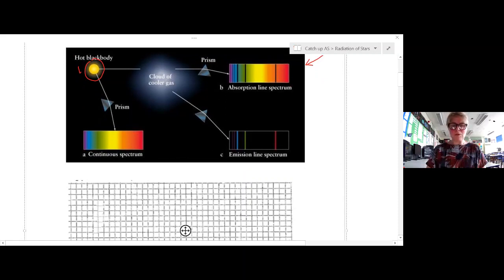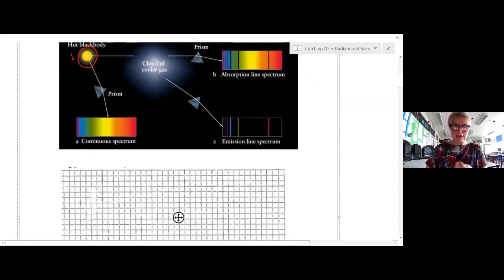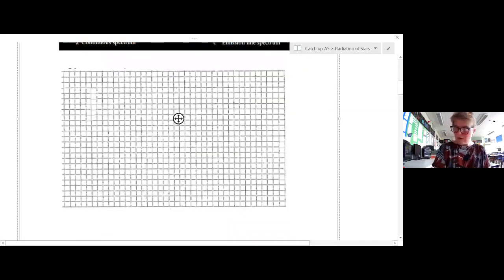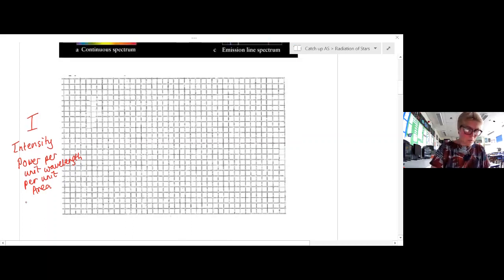Now, what we do though is we take it a stage further, and we take that light and we plot it. And what we plot is the intensity I, which is given by the power per unit wavelength per unit area. Okay, and that would be in watts per meter squared.